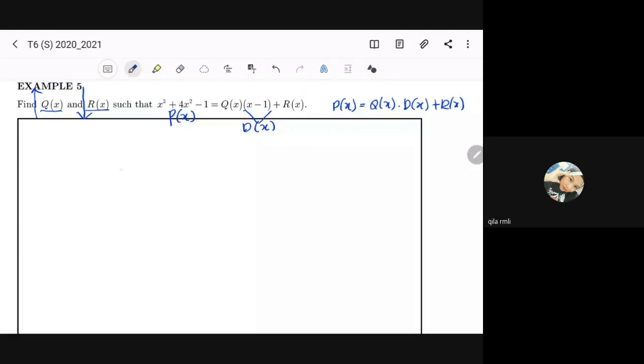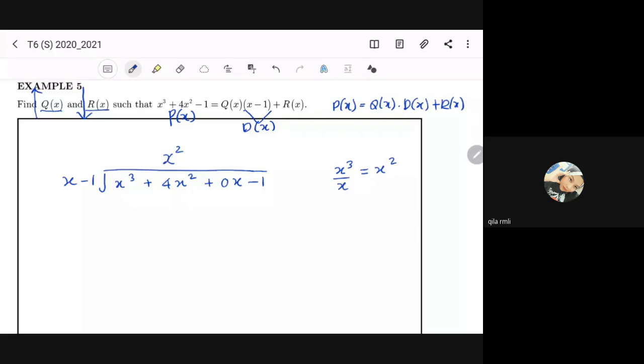Okay, so now we use long division. x cubed plus 4x squared, and we don't have x power of 1. But we still need to write 0x. Kita kena ada dia punya space. Kena ada dia punya rumah. And then minus 1. Divide by x minus 1. Okay, x cubed over x is x squared. So write x squared on the top, the quotient.